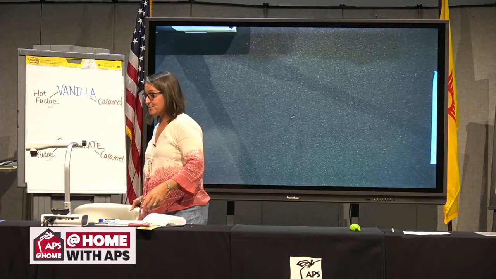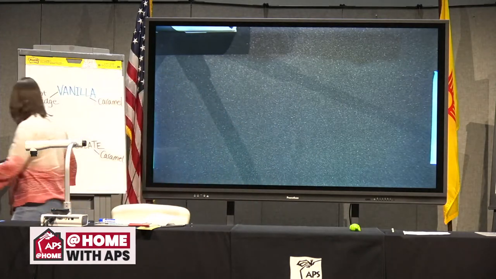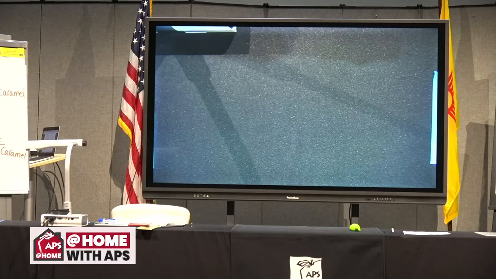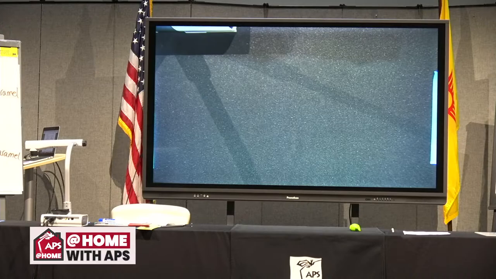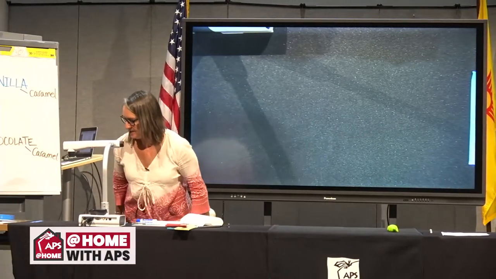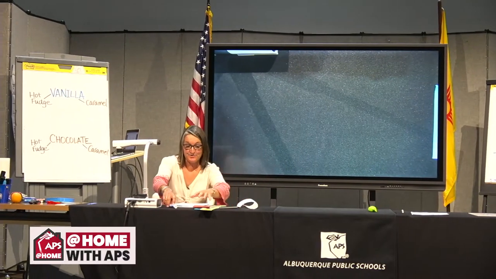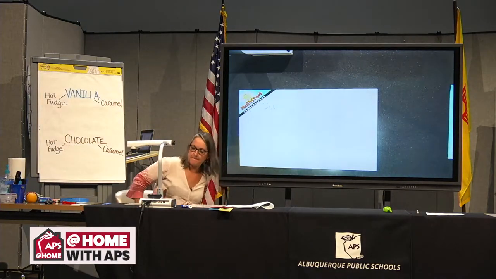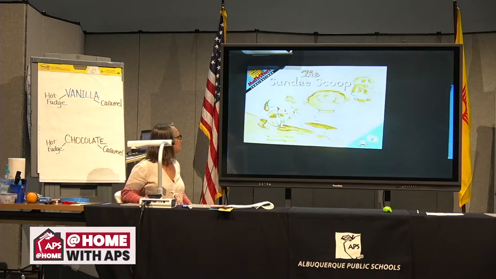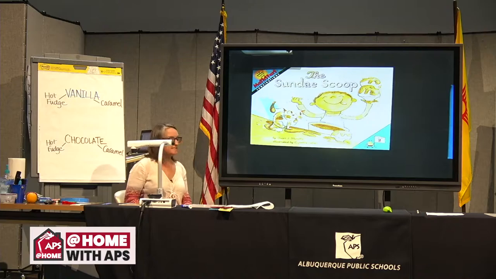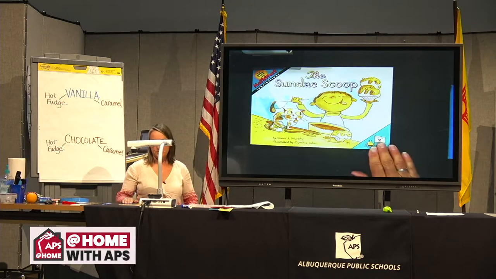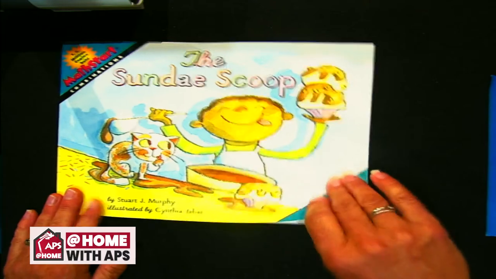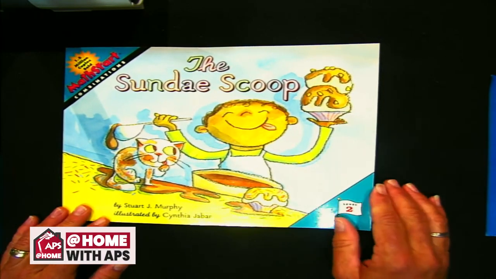So, today's story is about something that most of us really like to have in the summer. It's cold and sweet and it comes in lots of flavors, and you can add things to it. Can you guess what it is? It's ice cream. Okay, so let's check our book. Today's book is called The Sunday Scoop, and it's written by Stuart J. Murphy and illustrated by Cynthia Jabbar. And it is a HarperCollins book, and it looks yummy.